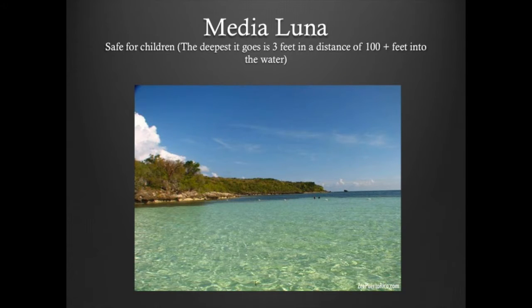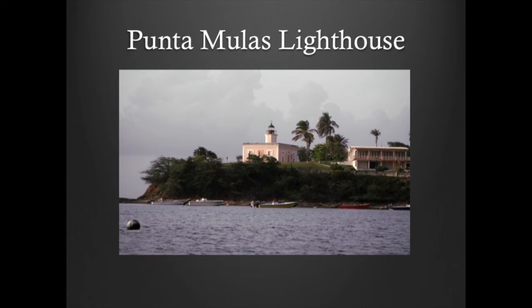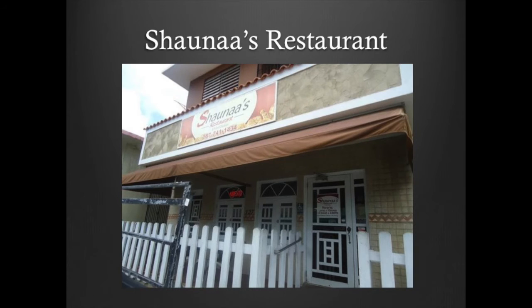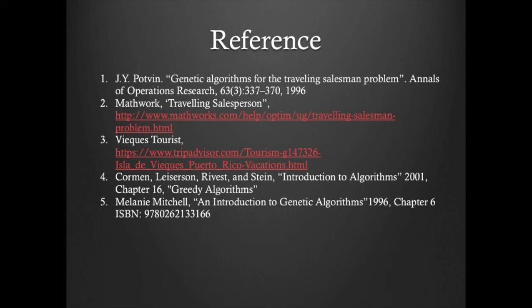So this type of code can be used in real life. A phone app could be created that not only takes into consideration time or budget, but also the type of activity you want to do and the type of food you like. So we can create a phone app for planning your vacation, taking into consideration your budget, time, food selections, and even a certain type of activity. And that's how it works.